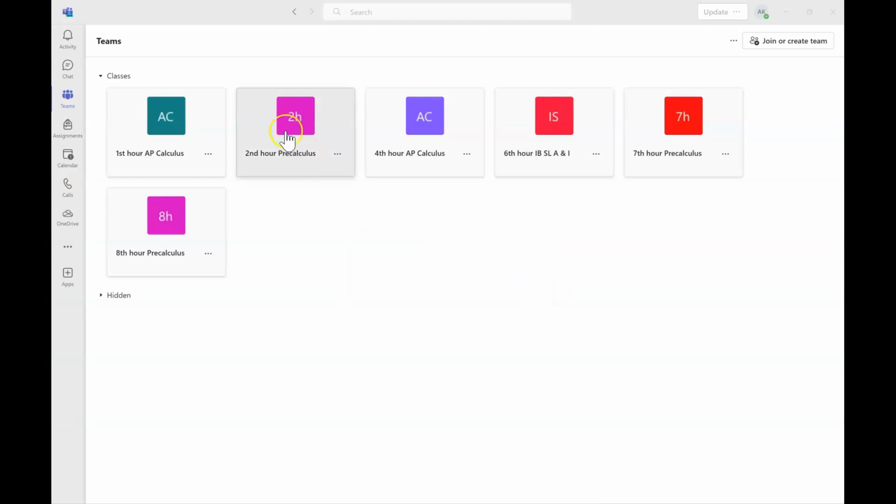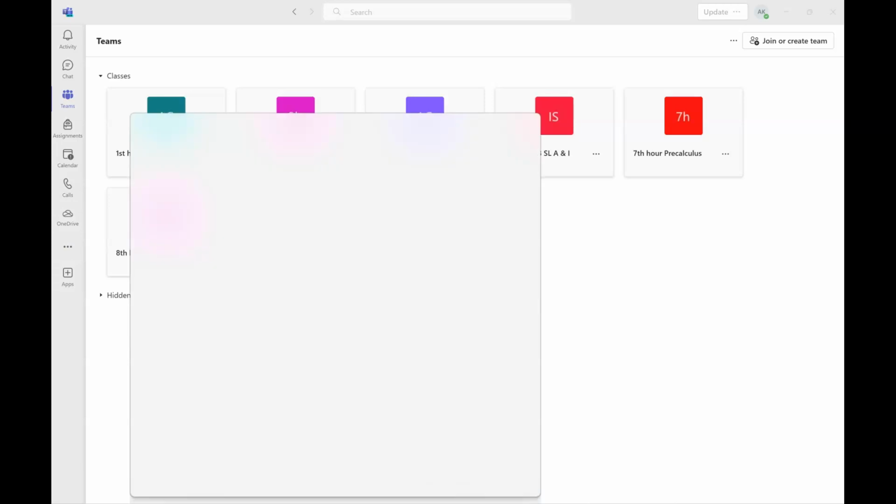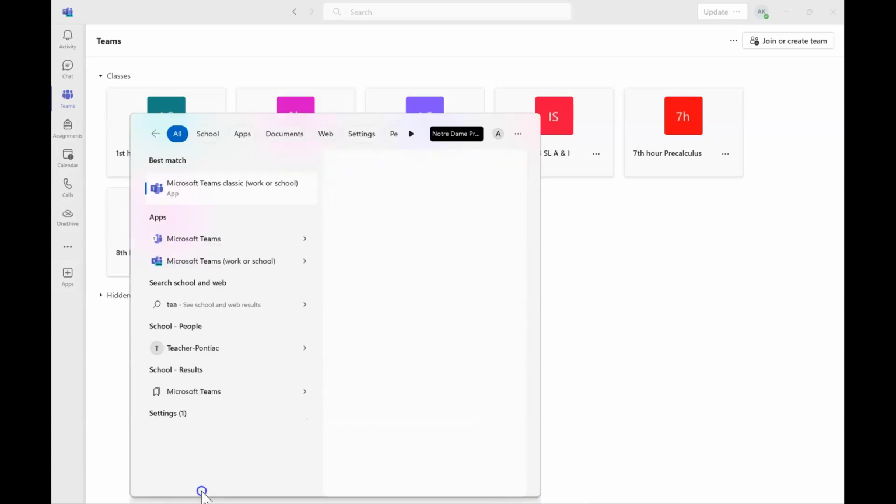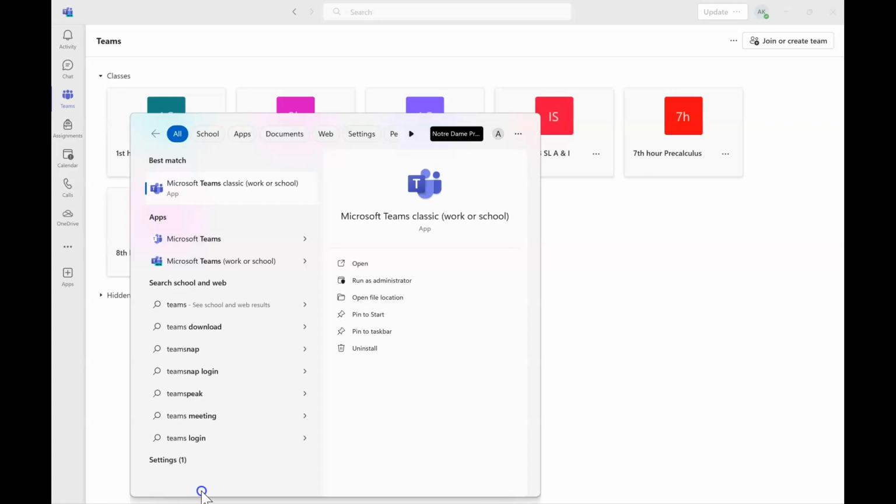So, once your tablet is open, if you can go to Microsoft Teams, you want to make sure you pick the work or school version. I don't think it matters if you pick the updated version or the classic edition.